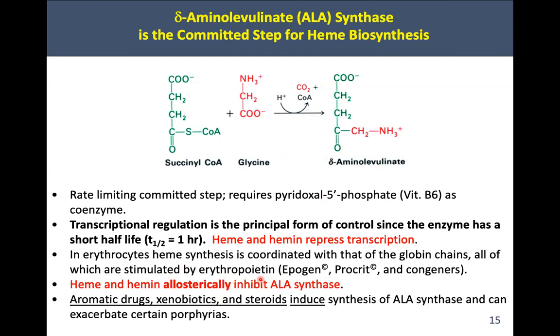The other thing that you want to know about is that there are certain things such as aromatic drugs. Aromatic drugs are usually anti-epileptic drugs, xenobiotics, and steroids. They can actually induce the synthesis of ALA synthase. The reason that this is bad in some scenarios is that if you already have a porphyria, if you already have an enzyme deficiency and you're increasing your ALA synthase, it's going to increase the amount of substrates even more. And that's going to lead to an exacerbation of the disease. An exacerbation pretty much means that the patient's going to come in and they're going to have a lot of symptoms all of a sudden.